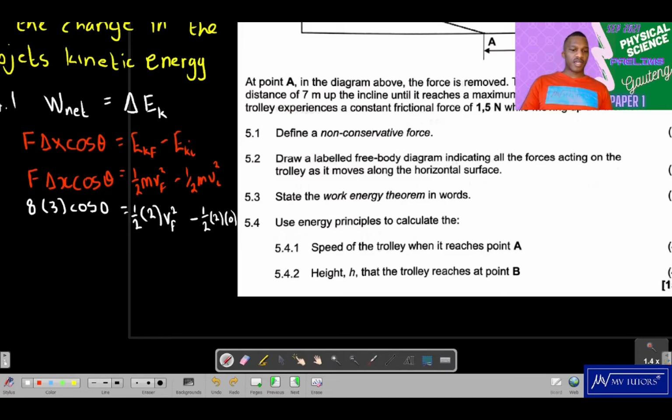8 times 3 is 24. Cos 0 is 1, so it's 24 times 1 is equal to, these 2's cancel each other, so I'll be left with v f squared, and this is just gonna be 0. Anything multiplied with 0 is gonna be 0, so I'm not gonna even bother putting that in a calculator. And then to get rid of this square, I have to introduce a square root on both sides. So therefore my vf, my final velocity, then is square root of 24.